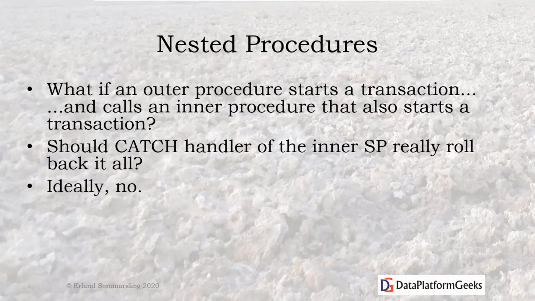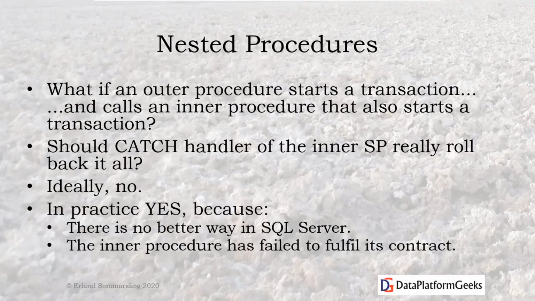However, we are not using Postgres. We are not using Oracle. We are not using DB2. We are using SQL Server, and we have no choice. We need to roll back because there is no better way. The inner procedure has failed to fulfill its contract, so continuing is out of the question. And there's no way we can do this in a civilized way to save the transaction of the outer procedure. So of two bad options, we have to pick the least bad one. That is, roll back everything.